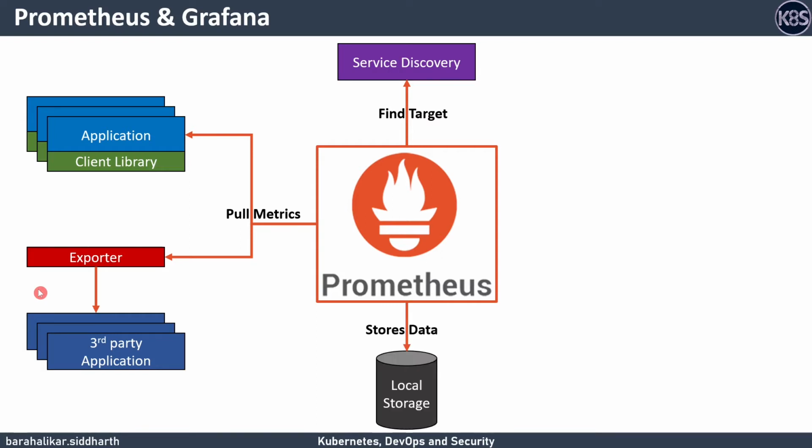And the scraped data is stored in a local storage, and you can query it directly using PromQL or view it via a Grafana dashboard. So what is scraping? Prometheus regularly sends an HTTP request called a scrape to the applications it wants to monitor and fetch metrics. The response to the scrape is parsed and ingested into the local storage.